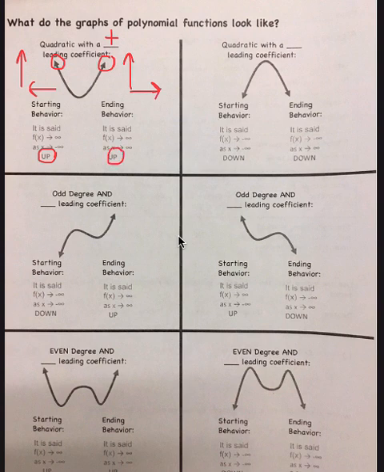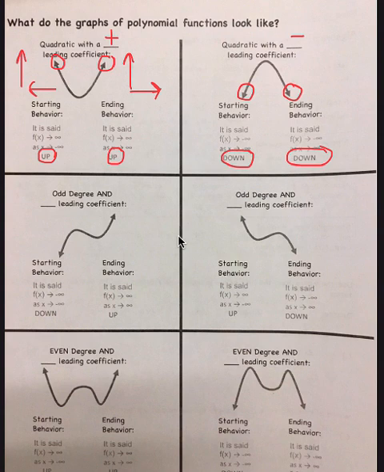So I want you to look at the algebraic reasoning of f of x goes to infinity as x goes to infinity and all those, but what we really need to know is when the quadratic is positive, the starting behavior is up and the ending behavior is up. When a quadratic is negative, the starting behavior is down and the ending behavior is down.